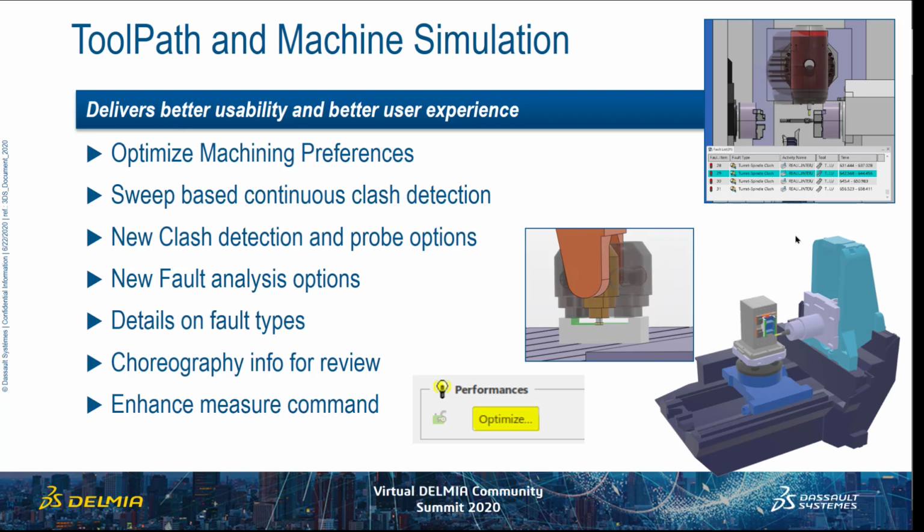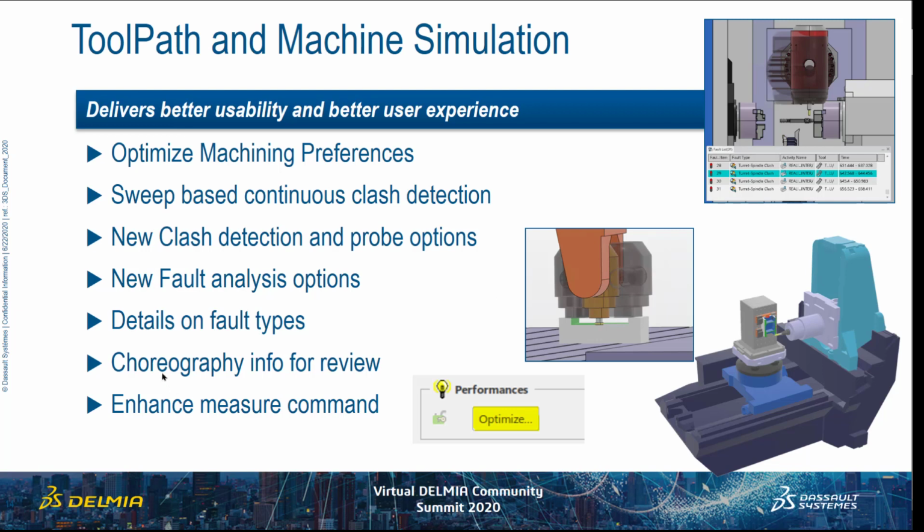Also, the types of faults, what kind of fault has occurred, and the ability to make the fix from within the simulation environment or within the fault list. You can right click on the activity name, edit the machining operation, and fix it right from within the simulation environment.